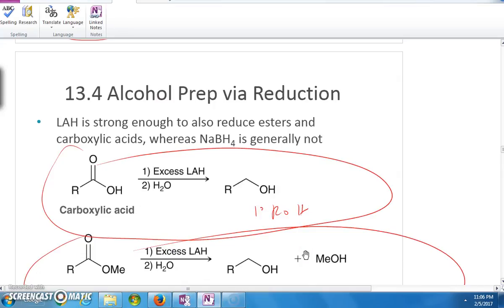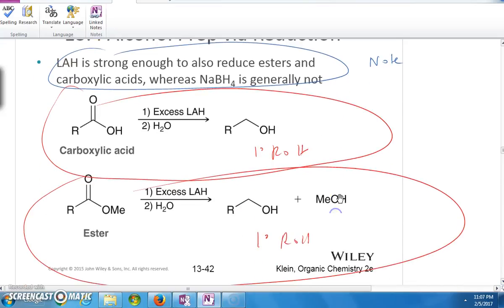Lithium aluminum hydride is strong enough to reduce esters and carboxylic acids, whereas sodium borohydride is generally not. So this is a difference. Note this. And so to reduce esters, you just need an excess of lithium aluminum hydride, and then you add water later for the hydrolysis. Notice that the water comes later. The water is not mixed with the lithium aluminum hydride in the first step. It's only in the last step, which is the hydrolysis.